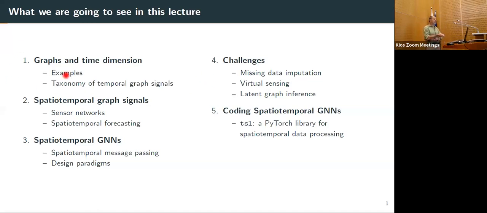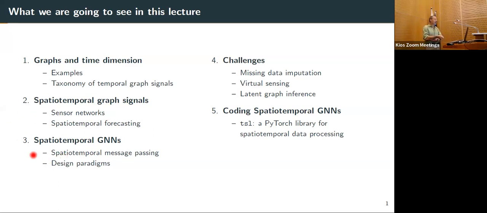So we will start with graphs and time at first. Then we will focus on sensor networks because we know that we are very much interested in that and not in social networks or the computer systems. So we will say that our graph comes from a sensor.